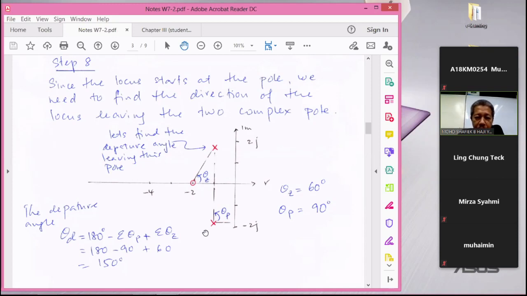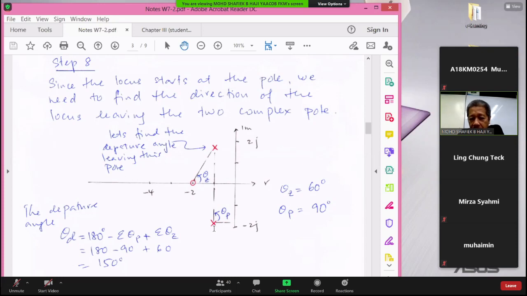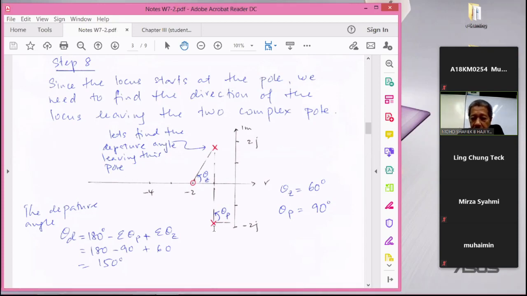You don't need to compute the second departure angle from the second pole because the root locus is symmetrical about the real axis. Once you get your first departure angle, the departure angle from the conjugate pair of your complex pole is just the mirror image of that. It is going to be negative 150 degrees. All you need is to find one departure angle.